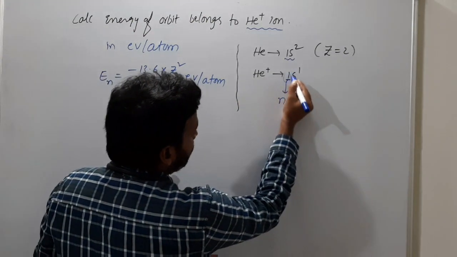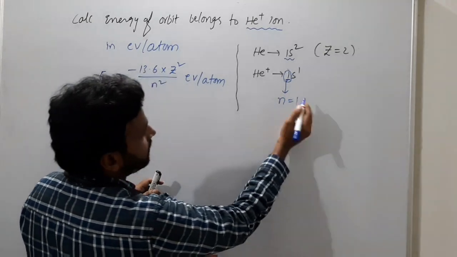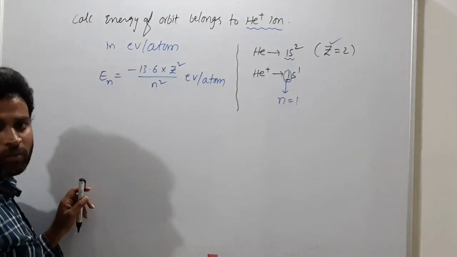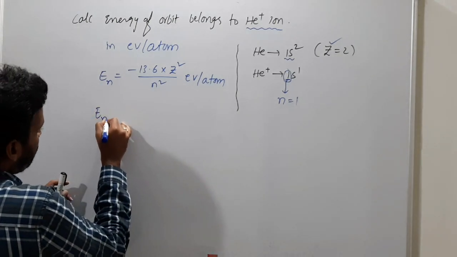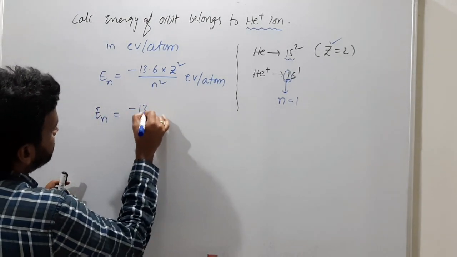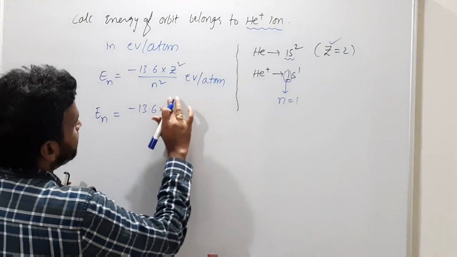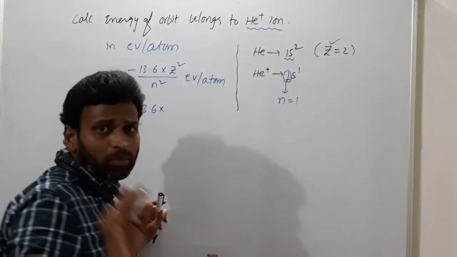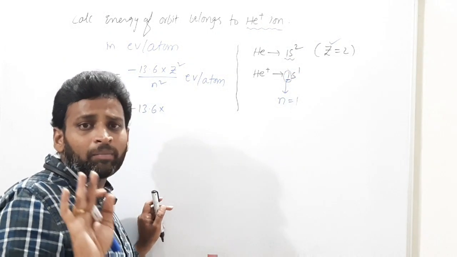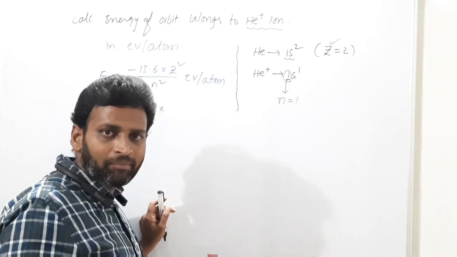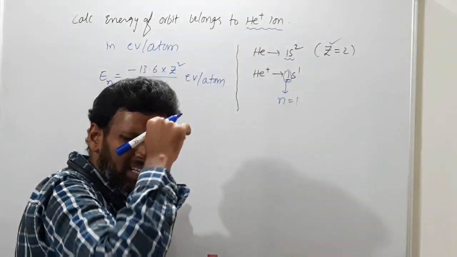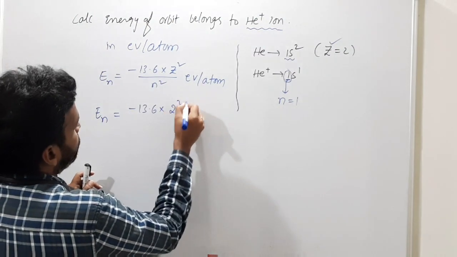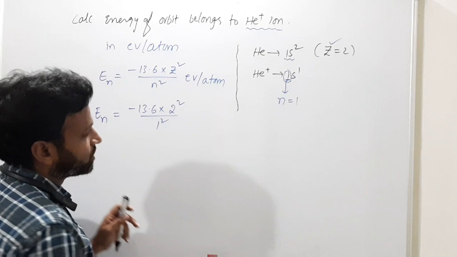So here what number do you have? 1. So n is equal to 1 and Z is 2, so that I can solve this numerical right now. Then the energy of the nth orbit is minus 13.6 into Z. Even if there is only 1 electron, the atomic number is based on the number of protons. For helium or helium ion the atomic number is fixed, it is 2. So 2 square by, it belongs to the first shell only.